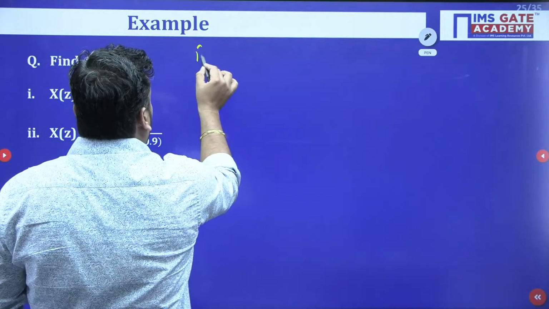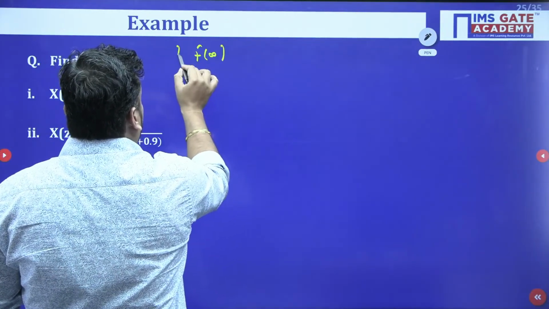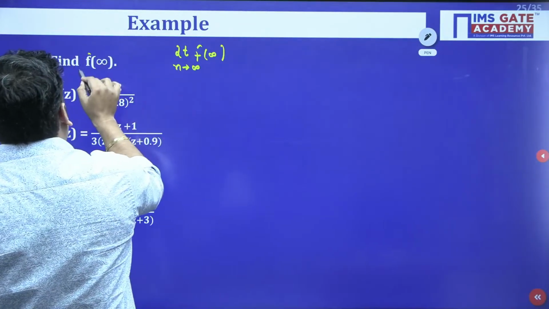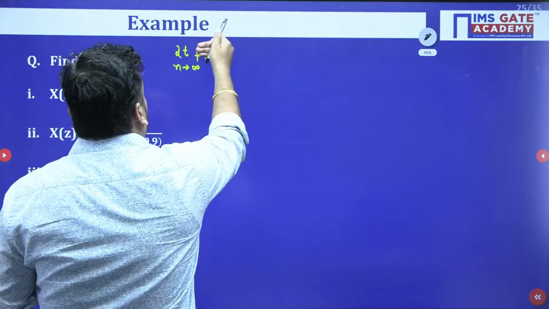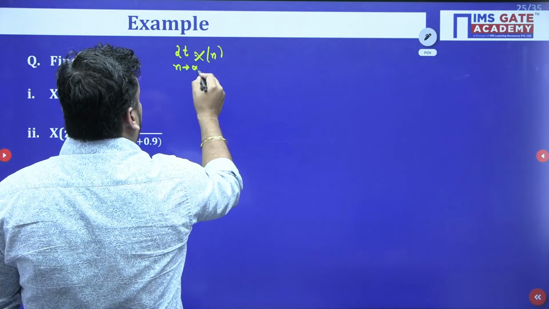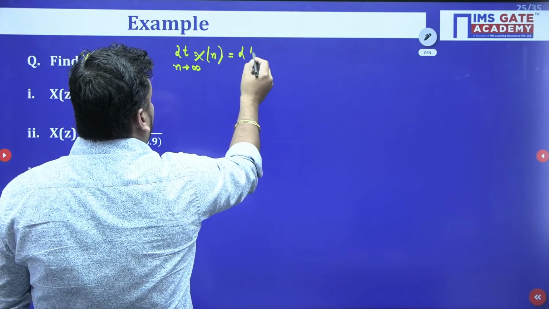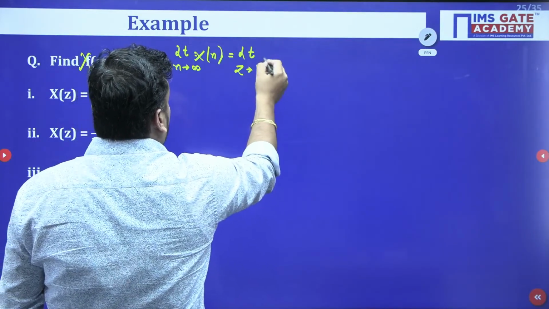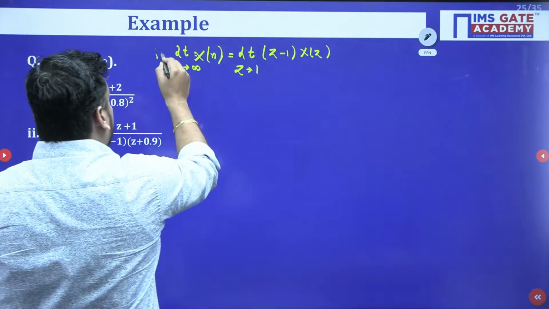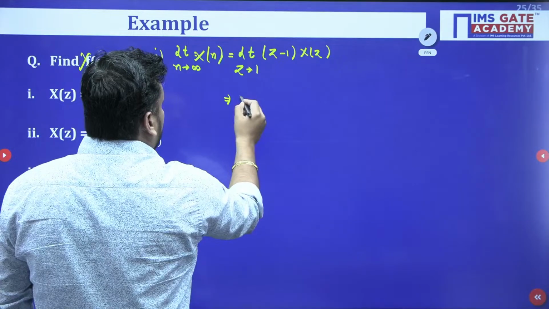The final value theorem says that x of infinity, limit n tends to infinity of x[n], will become limit z tends to 1 of (z minus 1) into X of z. So I am solving the first question here, okay. If I solve the first question, what will I get?